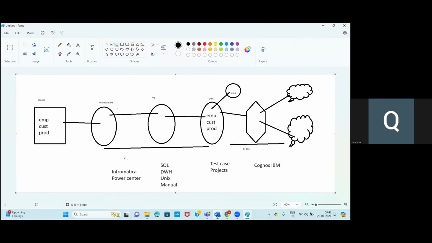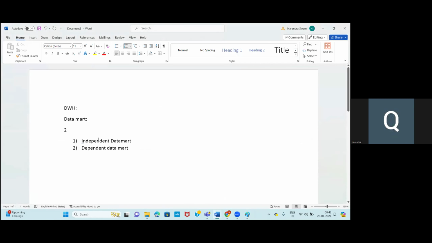These are the two types. Dependent depends on the data warehouse being loaded first. For independent, the data marts are loaded first, and after that the data warehouse is loaded. That is the dependent data mart and the independent data mart. And in a data warehouse, we have two types of dimension tables.